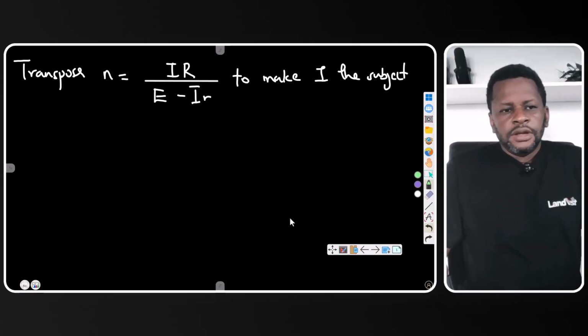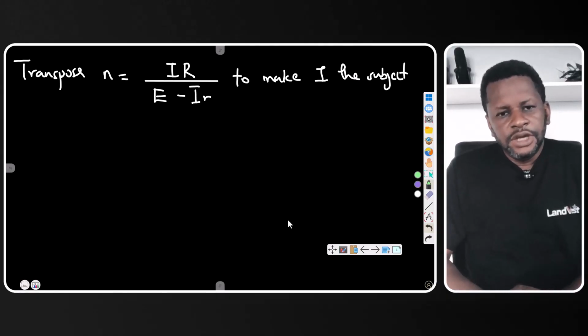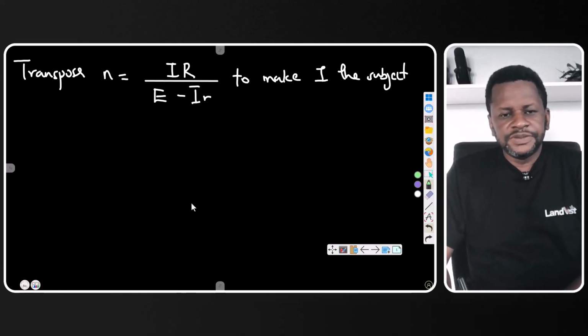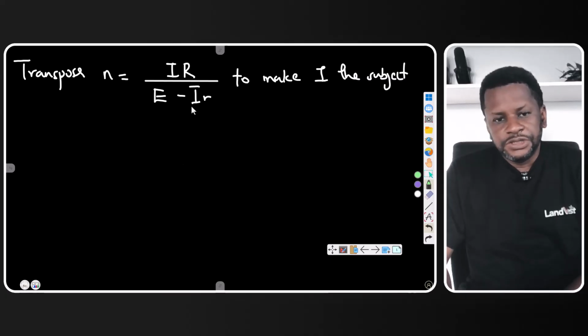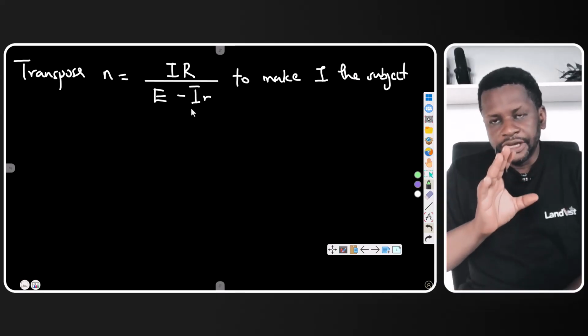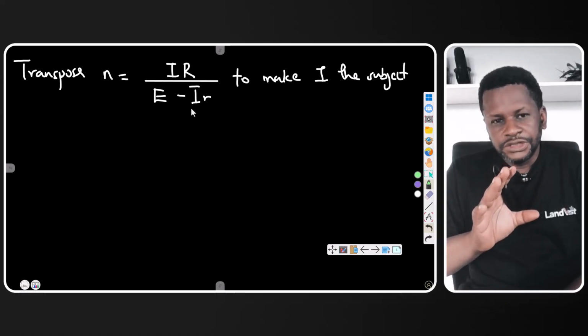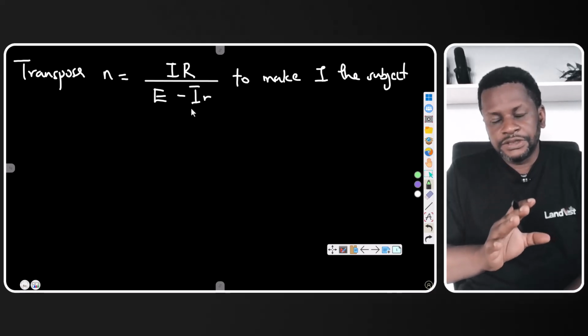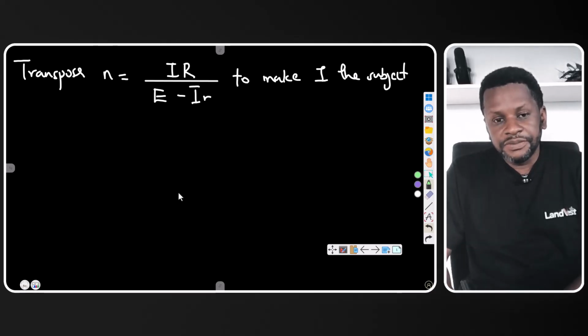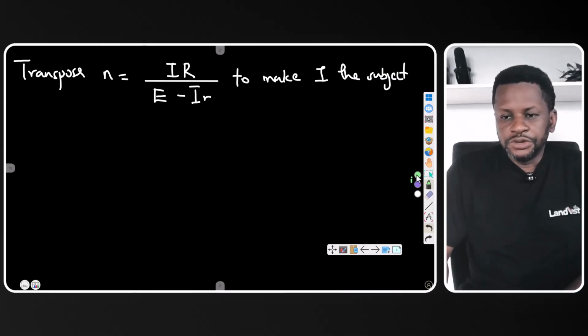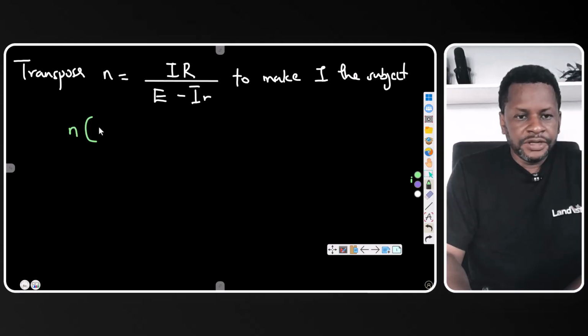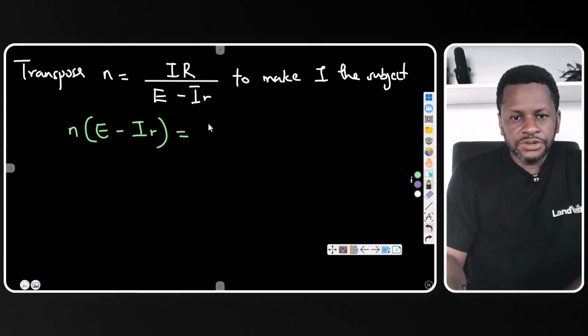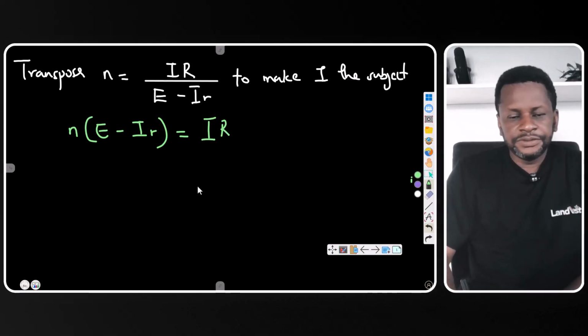Okay, all right, so we got this equation, and then we need to make I the subject. Now again, if you look at this question carefully, you will notice that you have I at the top and I at the bottom fraction. So we're going to use a technique which may be a little bit different from what we've done so far, but nonetheless it's the same process. First we'll multiply the whole of this at the bottom with the n, and when you do so, you get n bracket e minus ir equals I capital R.